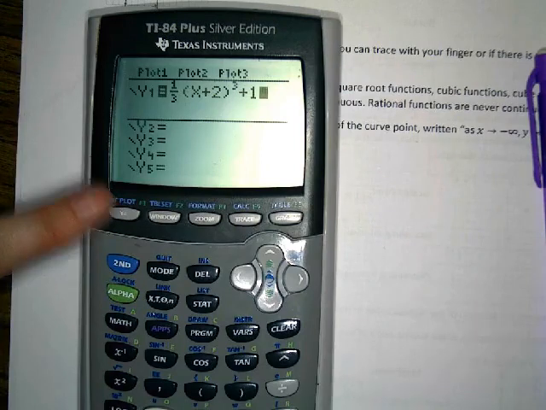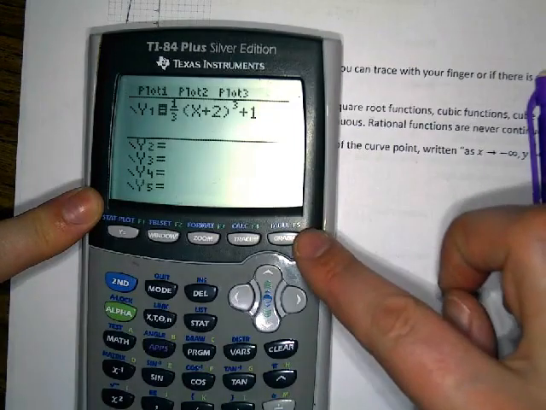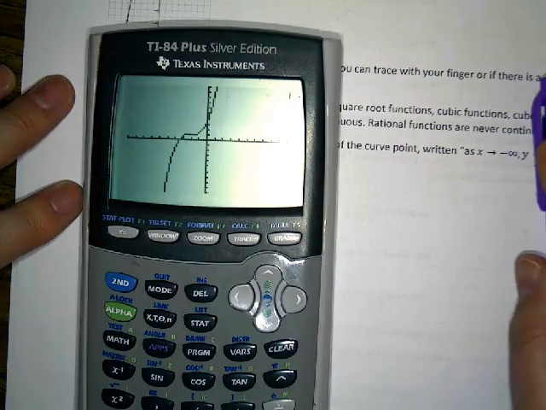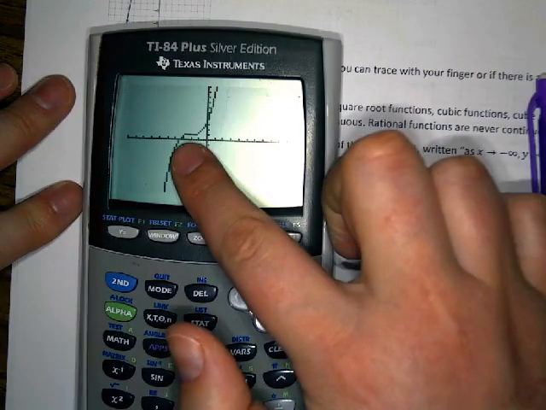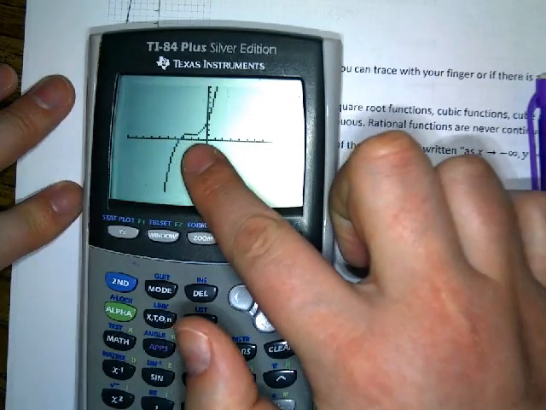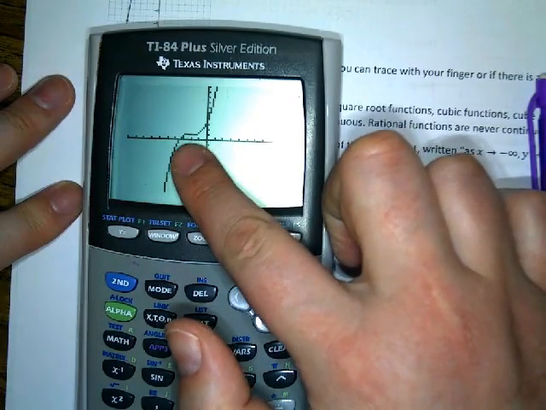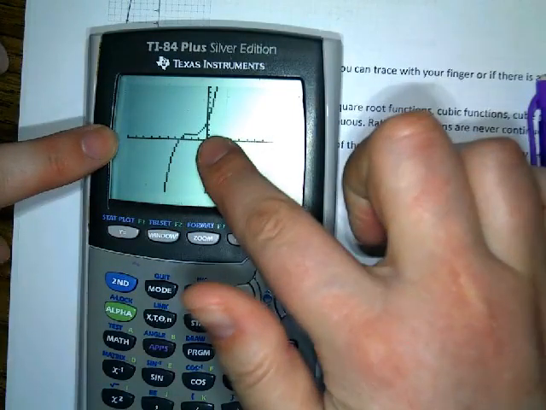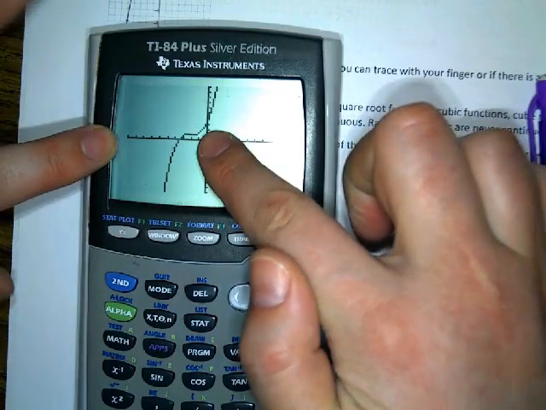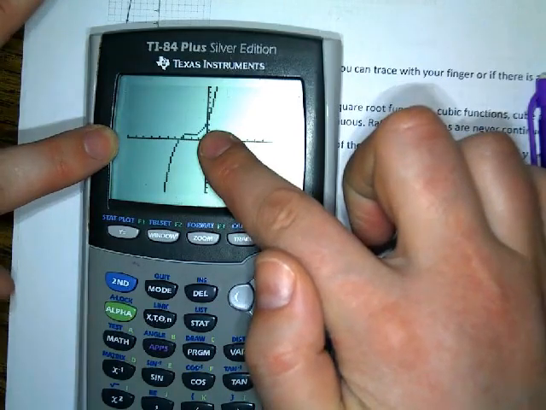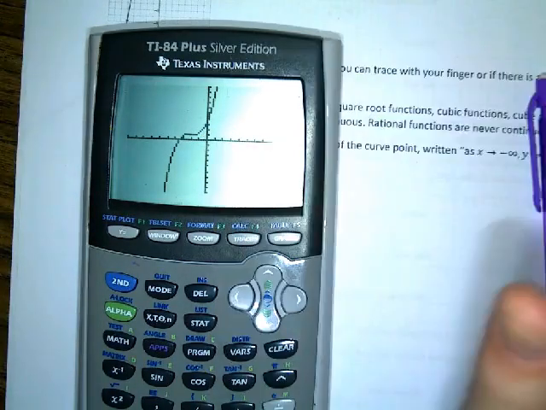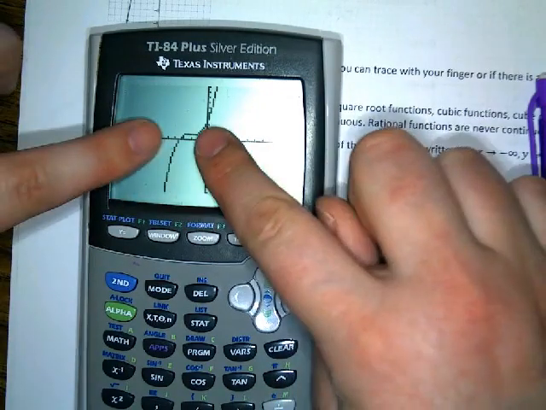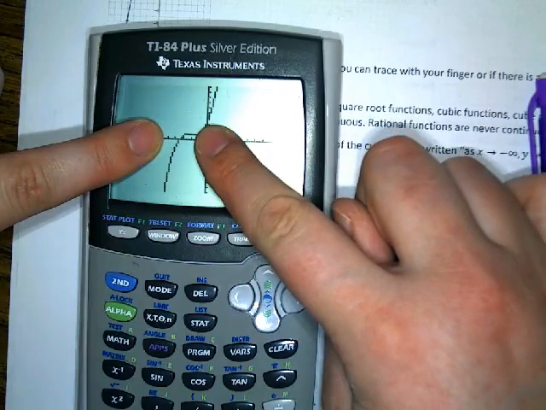And you can press graph. And it's very close. It looks like it might be exactly on -3. I'm not sure. Usually when my x-intercept is on the left side of the graph, I tell my calculator to look between -10 and 0. But you could be more specific. You could say, oh, if it's at -3, we should look between -4 and -2. You can be as specific as you want.